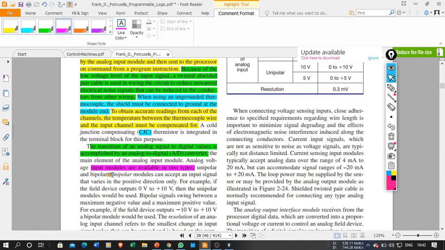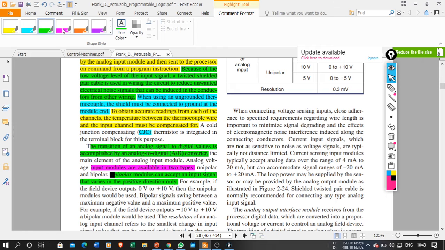Okay, so now what is unipolar? In case of unipolar module, unipolar modules can accept the input signals that vary in the positive direction only. Okay, so unipolar module मधला जो इनपुट सिग्नल आहे तो फक्त पॉझिटिव्ह डायरेक्शनला व्हॅरी होतो आणि बायपोलर मधला जो सिग्नल आहे तो पॉझिटिव्ह as well as निगेटिव्ह डायरेक्शन दोन्हीकडे व्हॅरी होतो.